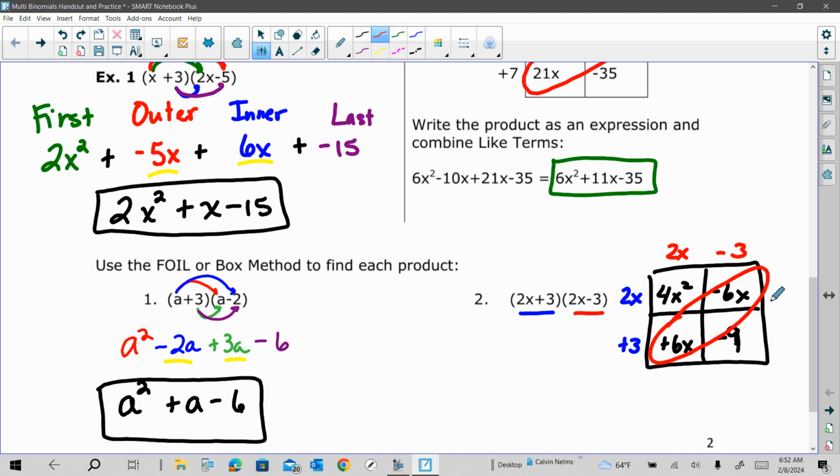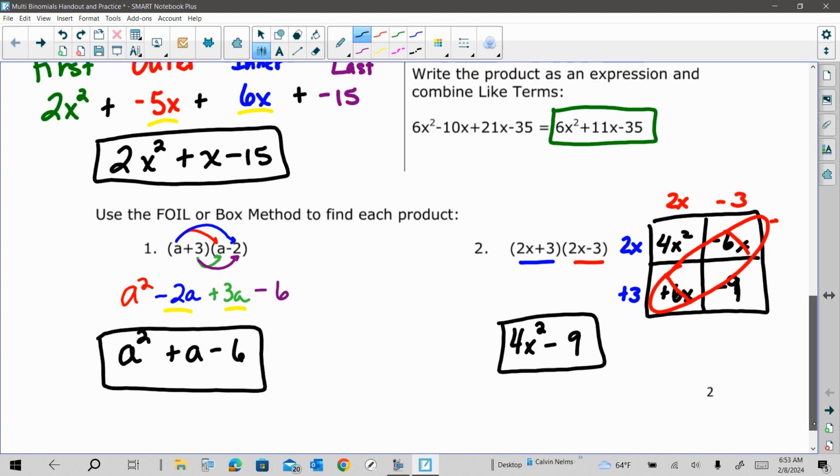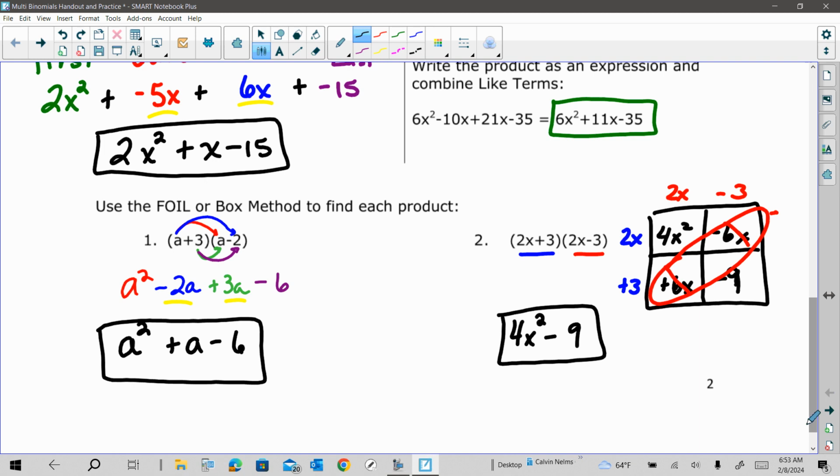And I don't know if you see this, but when I combine them, this is going to become 0. They're going to actually cancel each other. So my final answer would have been 4x squared. I forgot my square, sorry. 4x squared minus 9. Okay. So just whatever method you use, just make sure we're doing it correctly, and you show your steps and work for that.